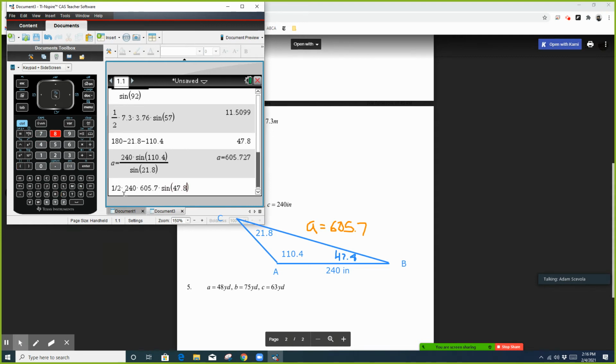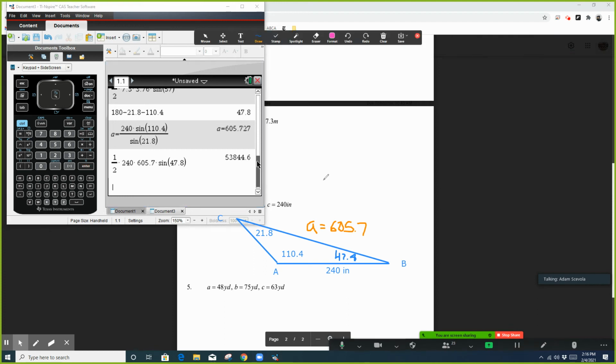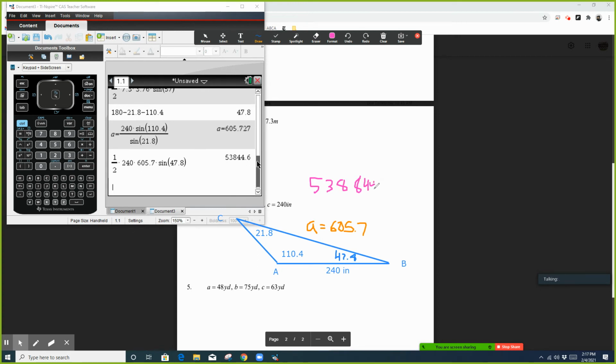All right, so again, that formula is just 1/2 times any two sides in a triangle times the sine of the angle between those two sides. Since I did 240 and 605, the angle in between 240 and 605 is 47.8. And we get our area is quite large, which makes sense because the sides are quite large. So our area is going to be that. All right, and that's very large.